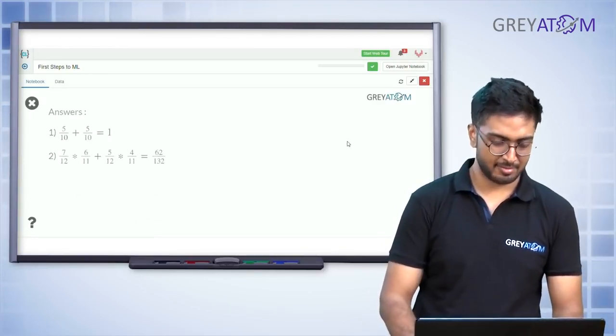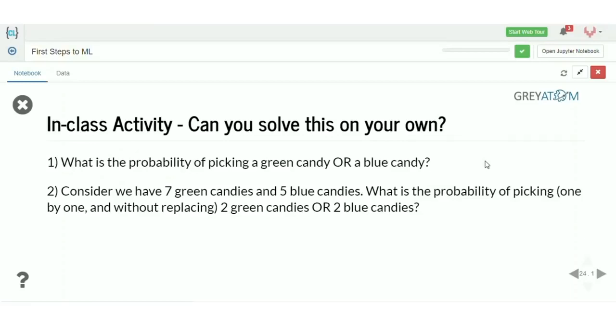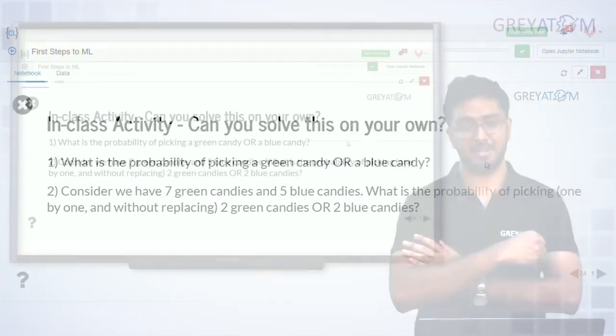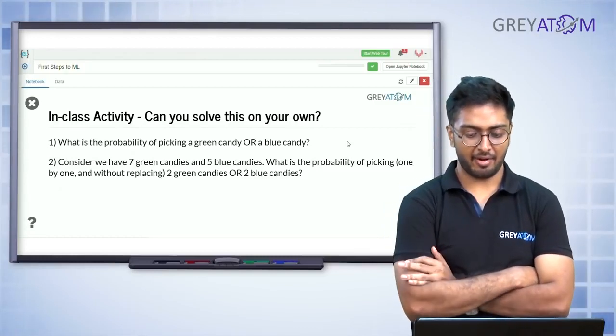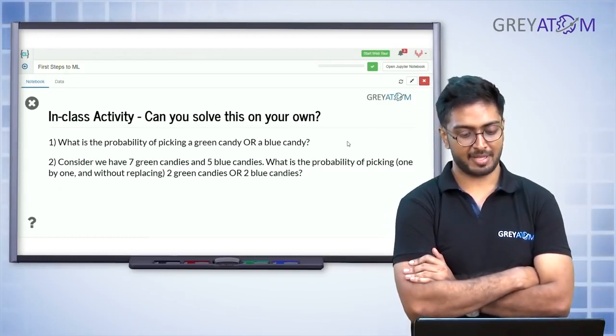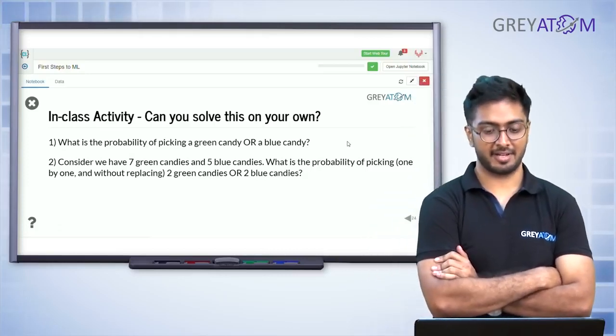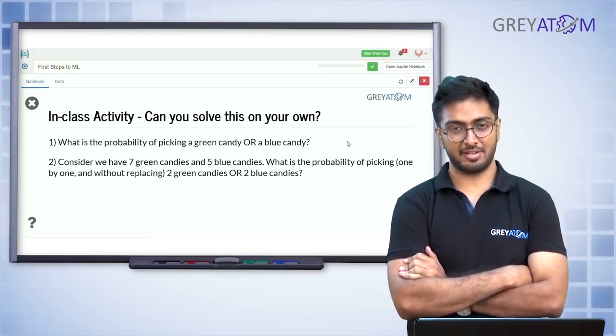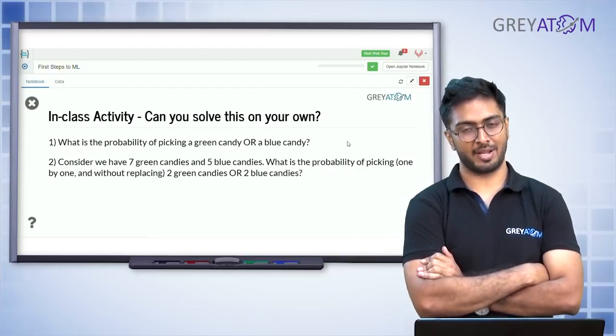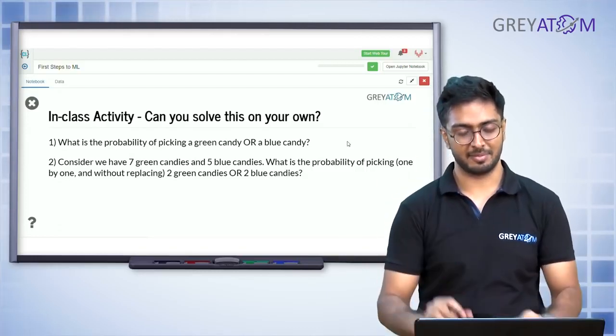The next question was, what is the probability? Consider that we have 7 green candies and 5 blue candies. So there are 12 candies all in all. And out of those 12 candies, what is the probability of picking one by one, without replacing, 2 green candies or 2 blue candies, right? So 2 consecutive green candies or 2 consecutive blue candies if we randomly choose 2 of them.